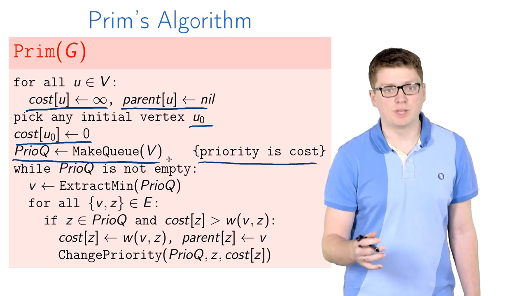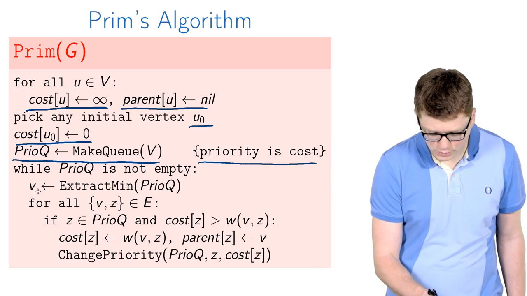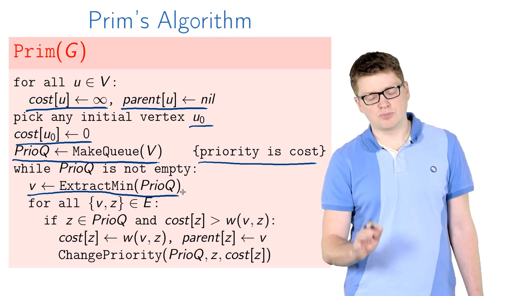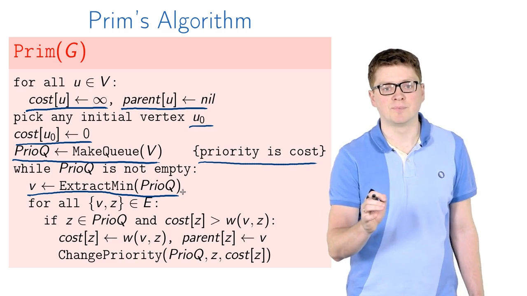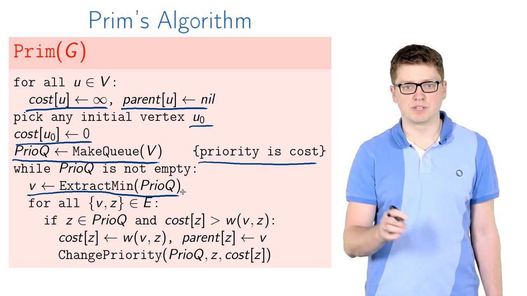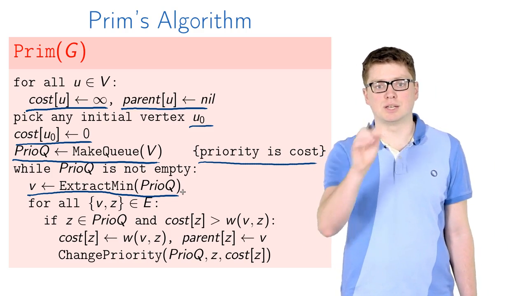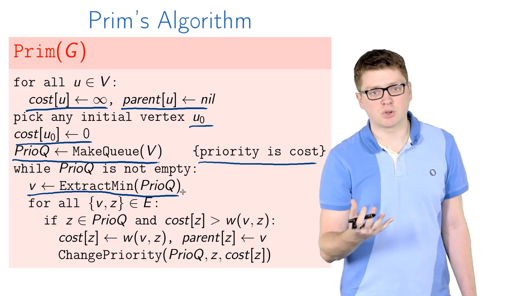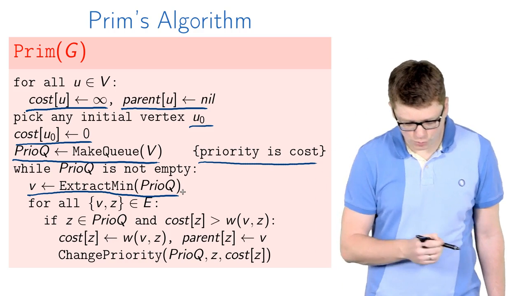Then we do the following. At each iteration, we extract the vertex with the minimal priority out of our priority queue. This means that we're actually attaching this vertex to the current tree. When we do this, we also need to go through all the neighbors of the vertex v and check whether the edge that leads from v to this neighbor has a cost less than the current priority of this neighbor. Specifically, we do the following.